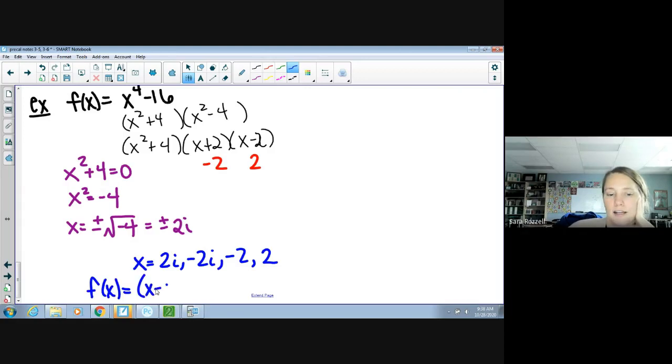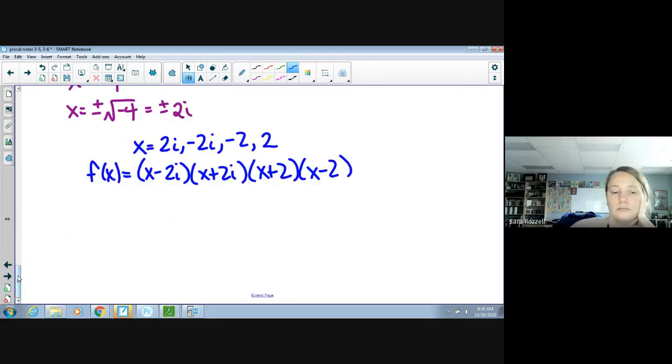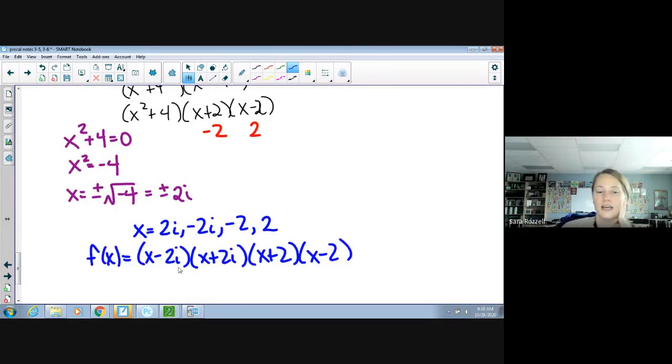You write it like normal, x minus 2i, x plus 2i, x plus 2, x minus 2. So technically it does factor, but there's imaginary answers in your factors. So here are your roots. This is your factored form.